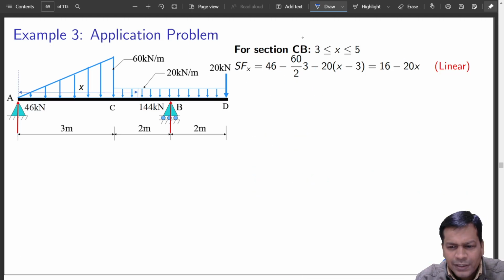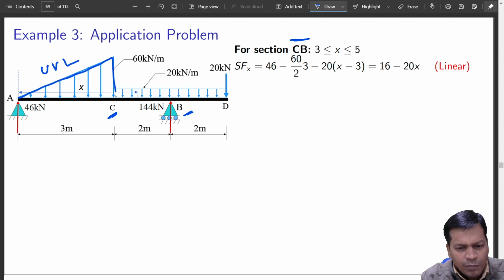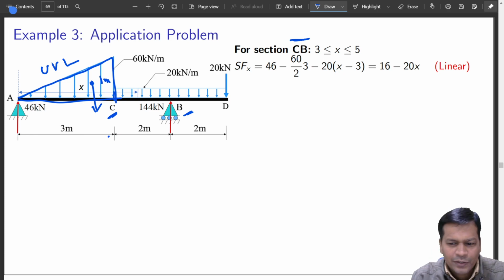Now taking section CB, X lies between C and B, I am talking about this region. Whenever the load due to uniformly varying load comes, it will come as complete. The whole of this load will be taken, and where is it acting? It is at a distance of 1 meter from this, that is where it should act downward, is it not? 1 by 3 of 3, so that is where it should act.